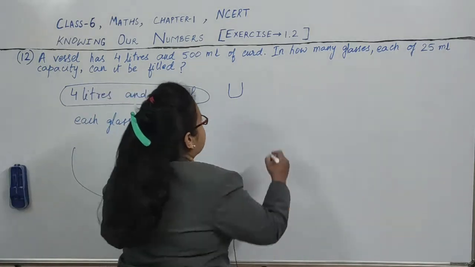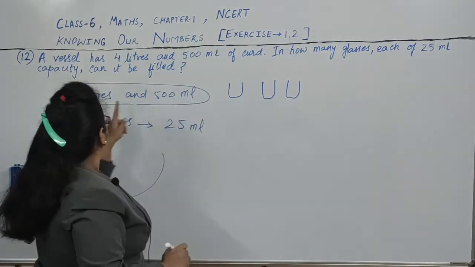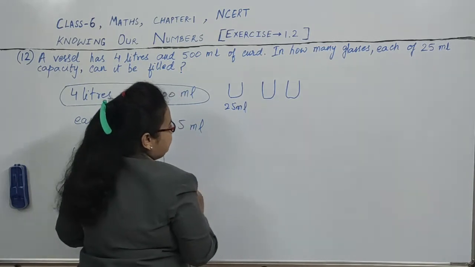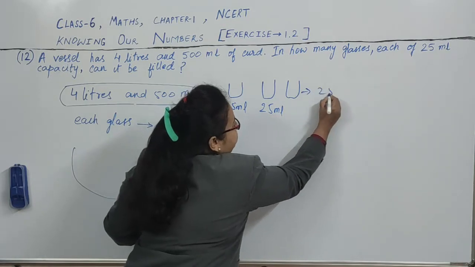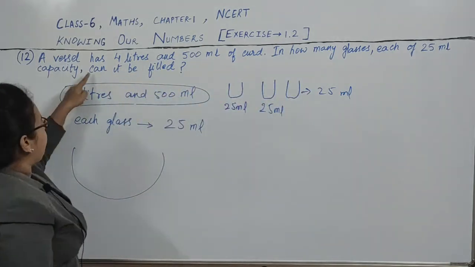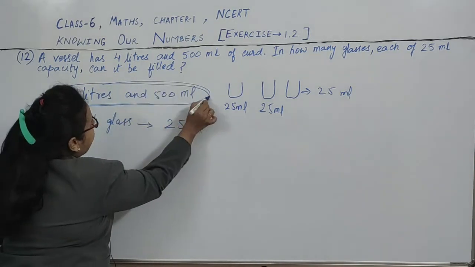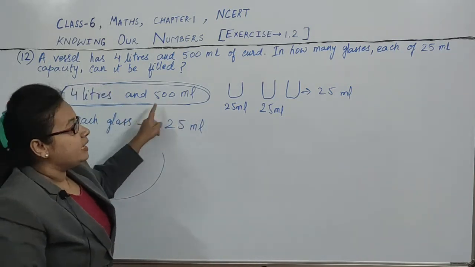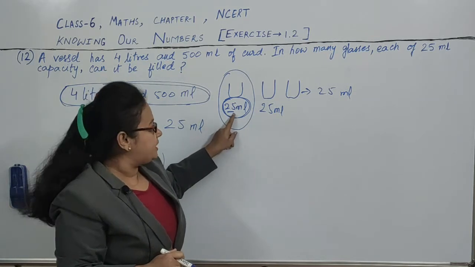Okay. In how many glasses means how many small glasses? Each of 25 ml capacity. Each glass has 25 ml capacity. So in how many glasses each of 25 ml capacity can it be filled? This total amount of curd, which is 4 liters and 500 ml, in how many glasses can this total curd be filled? The capacity of one glass is 25 ml.